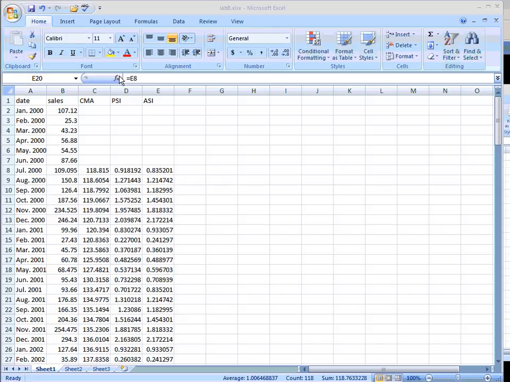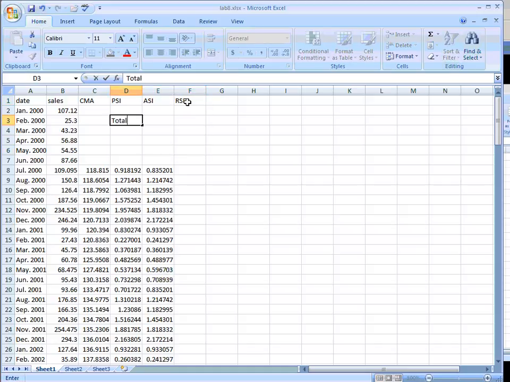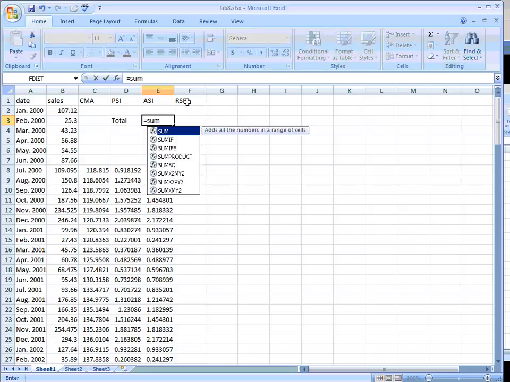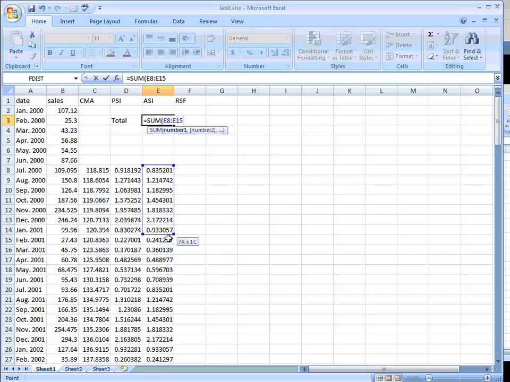We're going to do the next column. This is revised seasonal factor. If we take the total of the 12 months, then we should get a total of 12, but it won't be. Equals sum of... you want to make sure you get 1 year.